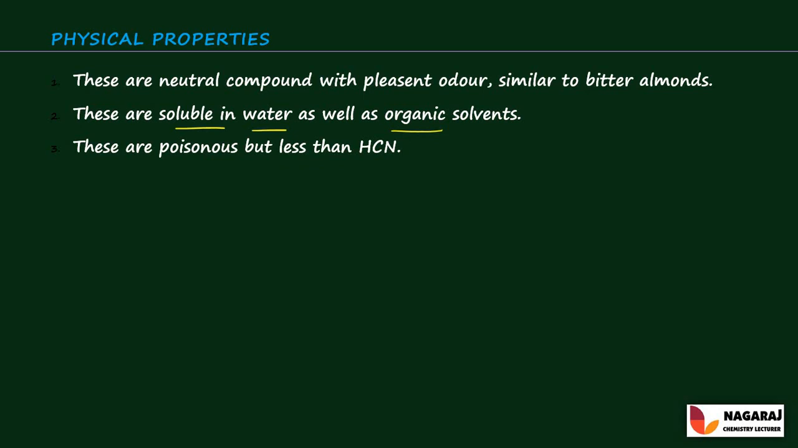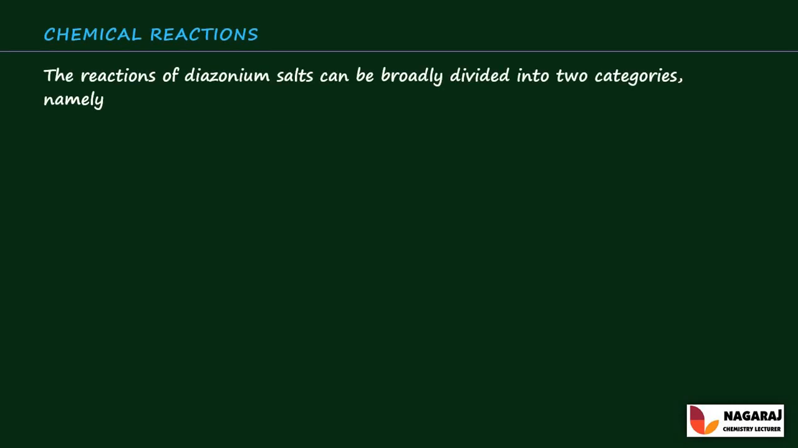Generally these diazonium salts are poisonous, but the poisonous nature is less than that of hydrogen cyanide. So that indicates that hydrogen cyanide is more poisonous as compared to the diazonium salts. So these are the physical properties of diazonium salts. And let us see the chemical reactions of diazonium salts.